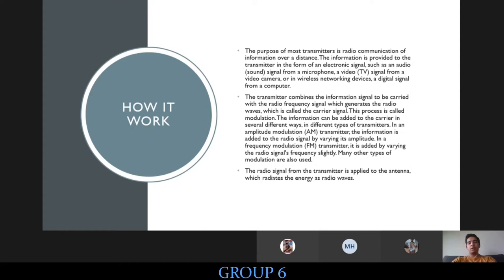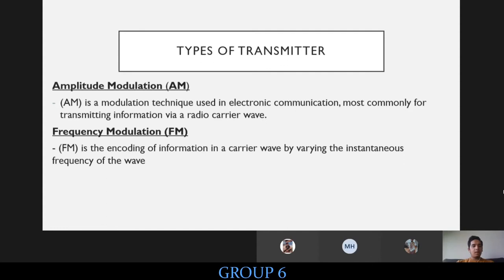The information can be added to the carrier in several different ways, in different types of transmitter. In an amplitude modulation, AM transmitter, the information is added to the radio signal by varying its amplitude. In frequency modulation, or we call it FM transmitter, it is added by varying the radio signal frequency slightly. Many other types of modulation are also used. And lastly, the radio signal from the transmitter is applied to the antenna, which radiates the energy as radio waves. So basically, transmitters have two types, which are amplitude modulation, or AM, and frequency modulation, or FM.